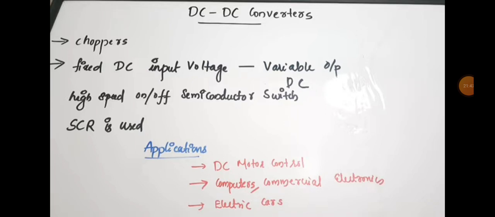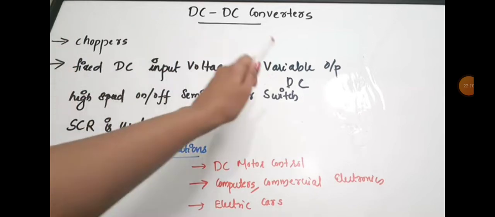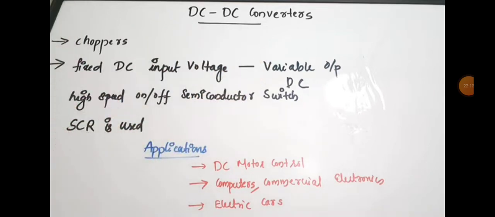DC to DC converter means you give a fixed DC input voltage, and the circuit will chop your fixed DC input voltage and give you a variable output DC voltage. So input and output both are DC, but the input is fixed and the output will be variable. You will get a chopped version of your input. That is the basic idea of a DC to DC converter.